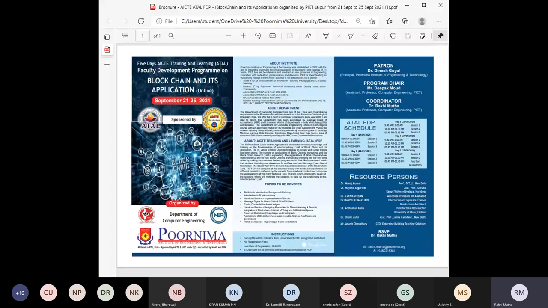On the second day we had sessions on blockchain and the SHA hash function, on public and private distributed ledgers, and on designing blockchain with record tracking and security. So all these sessions have been done. Now we are on day three. Day three will have a session on integrated blockchain, Internet of Things and artificial intelligence.